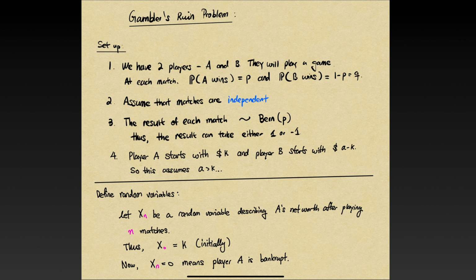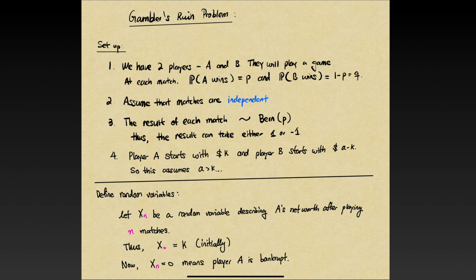That's going to be handy because when player A wins, he or she will gain $1 more, and if he or she loses, that person will lose $1. So let's say player A starts with initial capital K, and player B starts with initial capital A minus K. This already assumes that A is bigger than K, otherwise player B starting with negative capital does not really make sense. Okay, so we will be defining random variables.